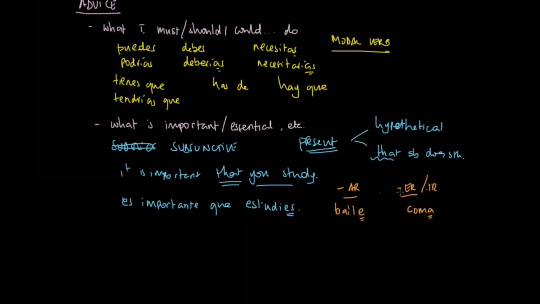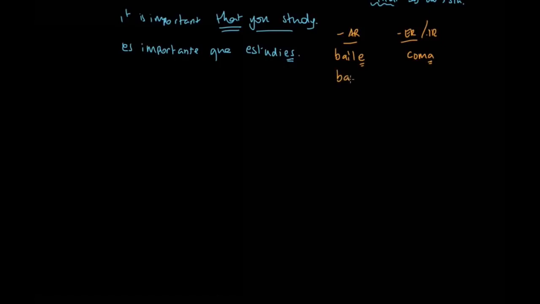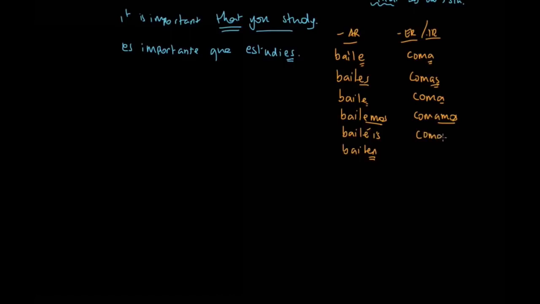Okay, from here they just swap endings. So AR are going to take the endings of the ER in the indicative, and ER and IR are going to take the AR endings. Okay, so I've got here that I dance is baile, that you dance is bailes, that he or she dances is baile, that we dance is bailemos, that you guys dance is bailéis, and that they dance is bailen. And then with the ER or IR verbs, these share the endings. So that I eat is coma, that you eat is comas, that he or she eats is coma, that we eat comamos, that you guys eat comáis, that they eat coman.